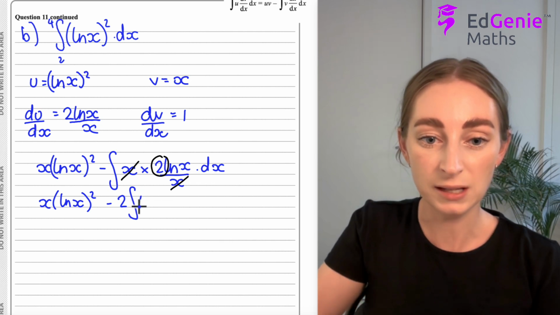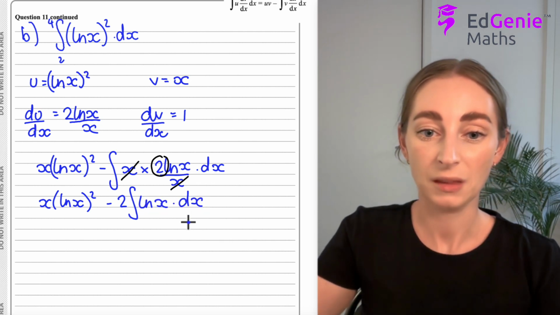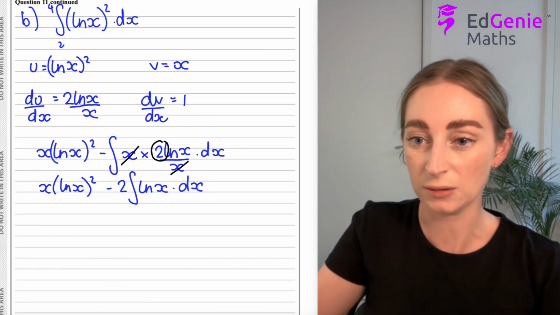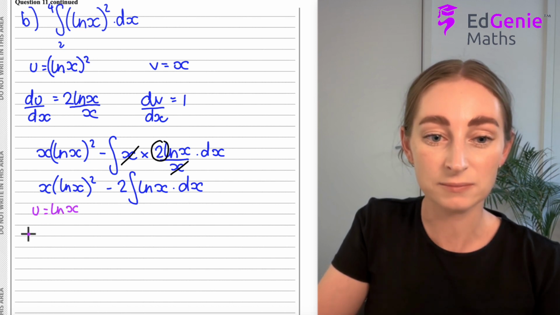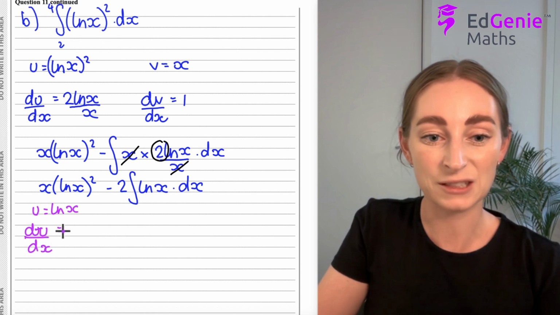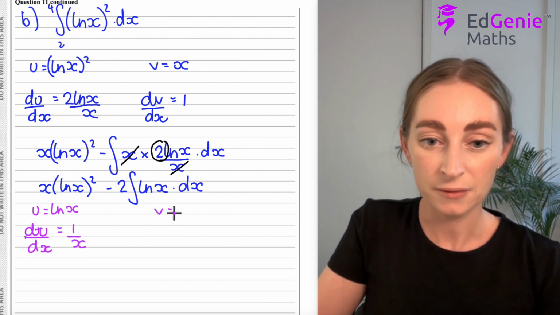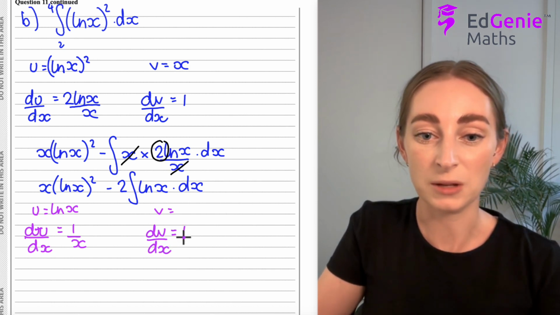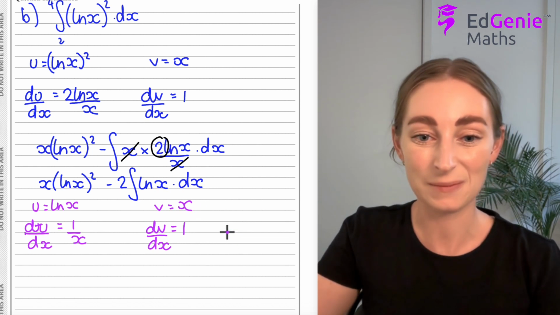Minus 2, and then the integral of ln x. So integration by parts again. Let's change colour so we don't get confused. U, we're going to call ln x. Du by dx. So if I differentiate that, I get 1 over x. V, dv by dx is going to be 1. So when I integrate that, I'm going to get x.